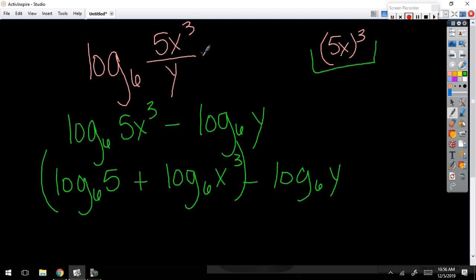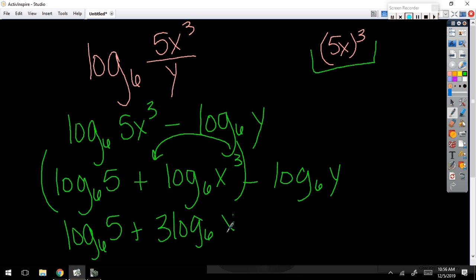Well, if this had been in the bottom, I would have to watch this minus sign because it would be distributing through. So it's just not a bad idea to keep it grouped together with parentheses, but you don't necessarily have to. All right, do you see anything else I can do? The exponent. The exponent can be brought around. So my final answer expanded would be log base 6 of 5 plus 3 log base 6 of x minus log base 6 of y.